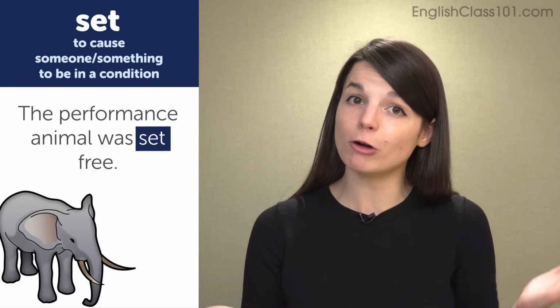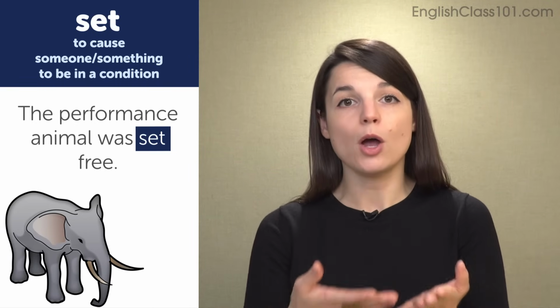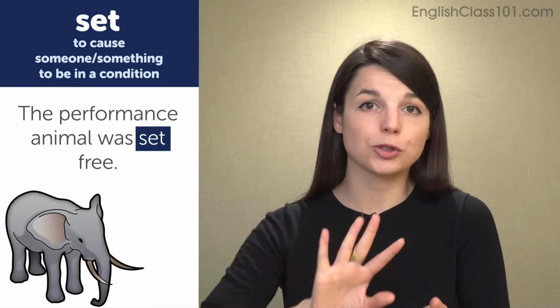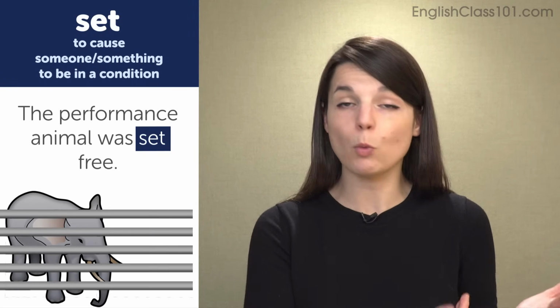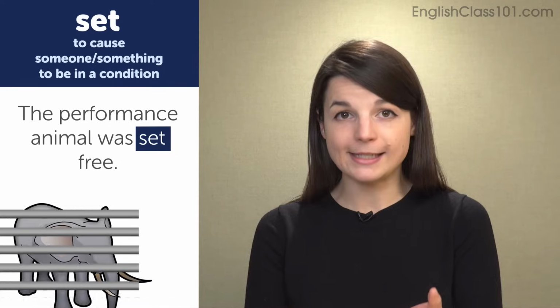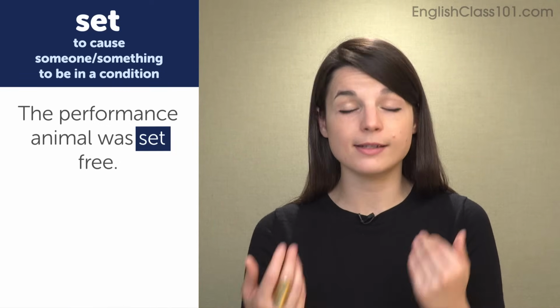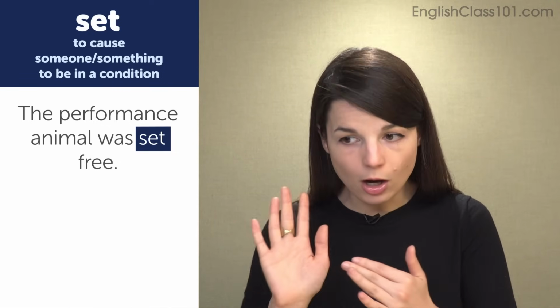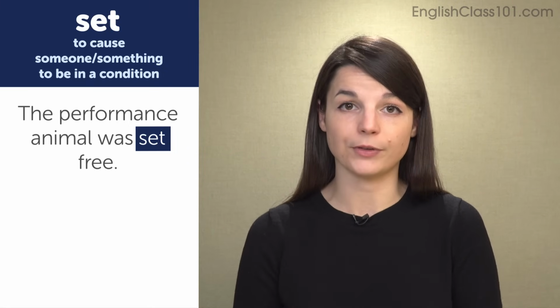The animal, a performance animal, probably in a zoo or a water park or something, was set, so caused to be free, caused to become free. So the performance animal was not free before. It was set free. It was caused to become free. So we can see set is used to cause a change in condition in something. These are a couple examples of how to do that.